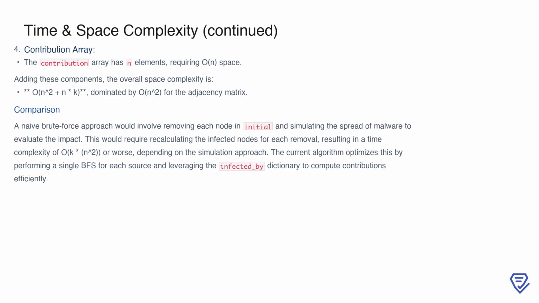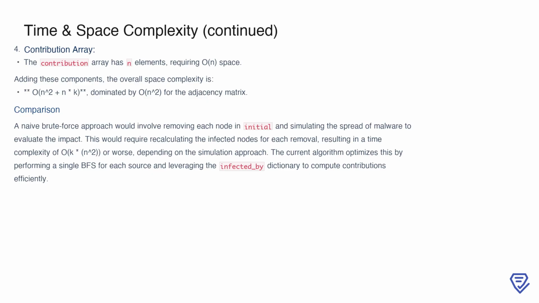To put this into perspective, consider the alternative of a naive brute force approach. In such an approach, we would remove each node in the initial list one by one and simulate the spread of malware to evaluate the impact. This would involve recalculating all infected nodes for each possible removal, leading to a time complexity of O(k * n squared), or worse, depending on the simulation method. In contrast, our current algorithm is more efficient. By using a single BFS for each source and leveraging the infected_by dictionary to compute contributions, we eliminate redundant computations and significantly optimize performance.